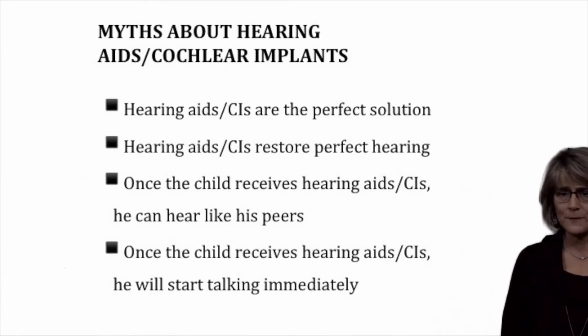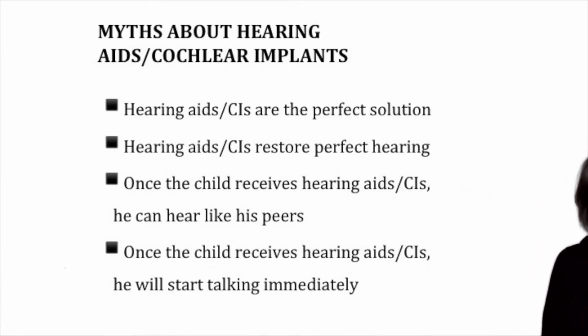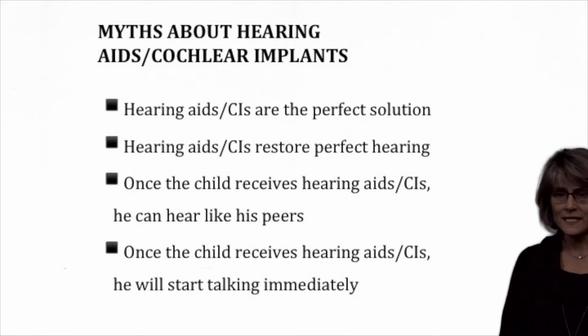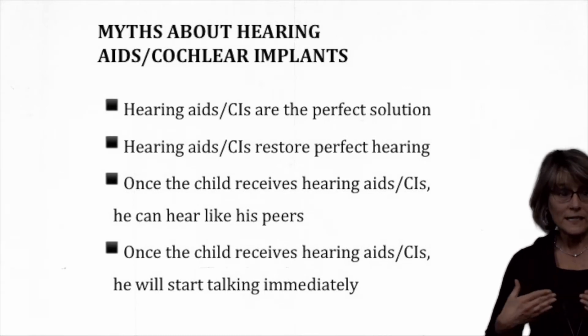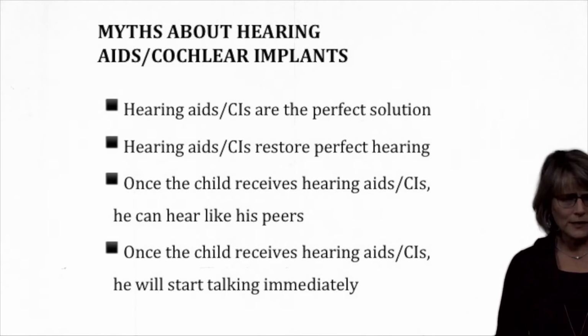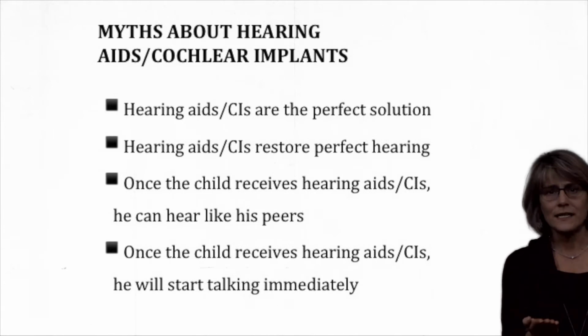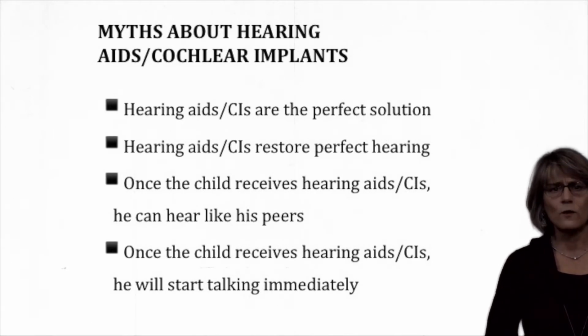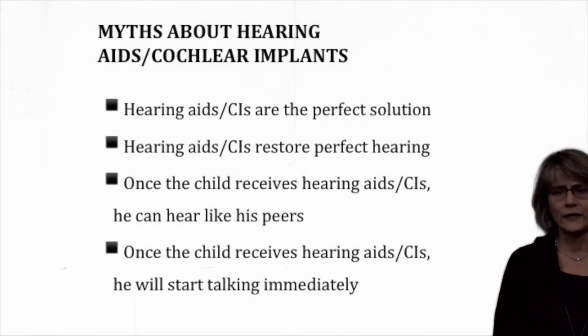Another common myth is that once a child receives his hearing aids or cochlear implants, he can hear perfectly like his peers. So often, teachers and other professionals and parents who interact with the child think, well, Johnny can hear this in background noise and follow all these instructions. He has his hearing aids on, Billy does, so therefore Billy should be able to do the same thing that Johnny does, who does not need hearing aids. And that is not true.